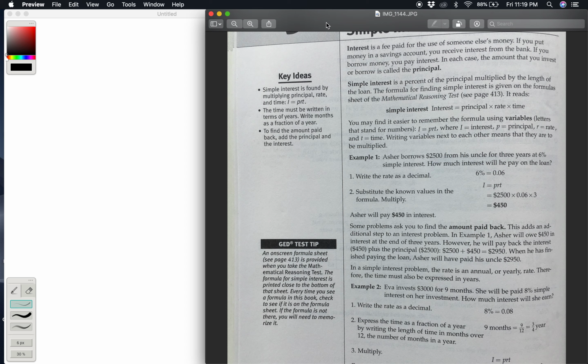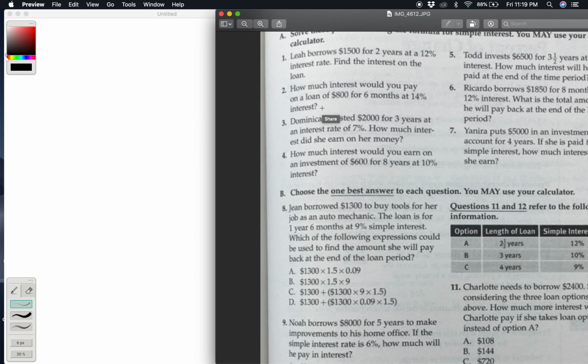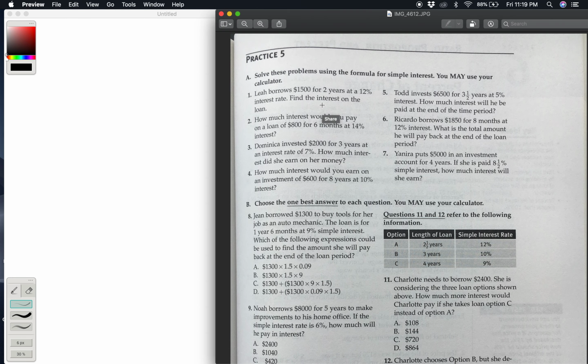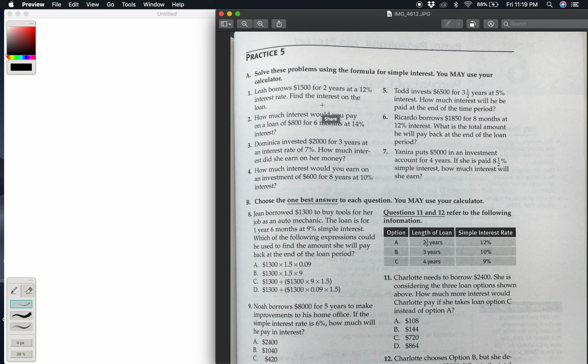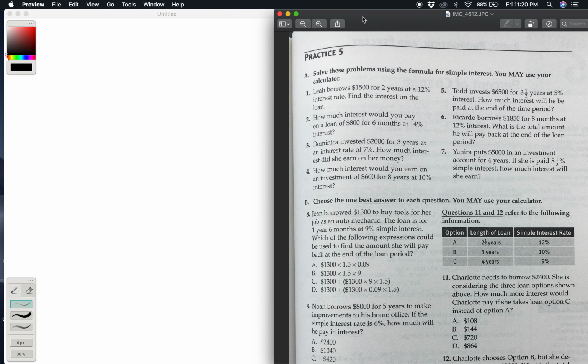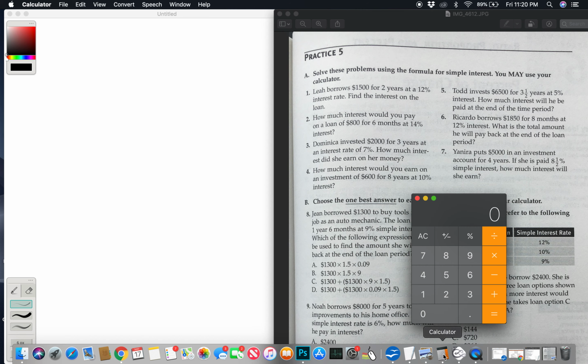This is alluding to. So without further ado, no, I said that wrong. Okay, I did it on purpose, so don't judge me. I'm not teaching language here, I'm teaching math, even if that were the case. Okay, so solve the problems using the formula for simple interest. You may use your calculator. Thank you so much. I think I will use my calculator.